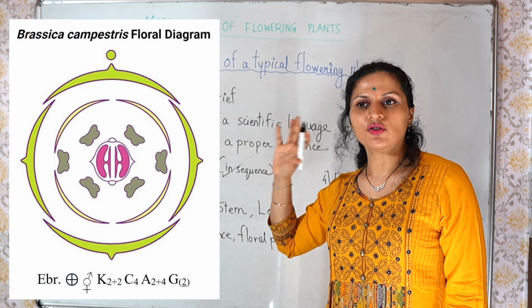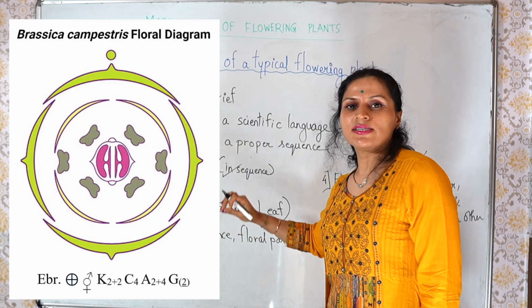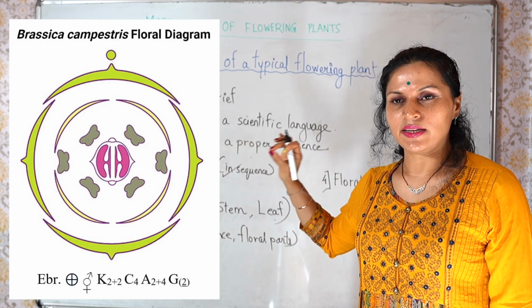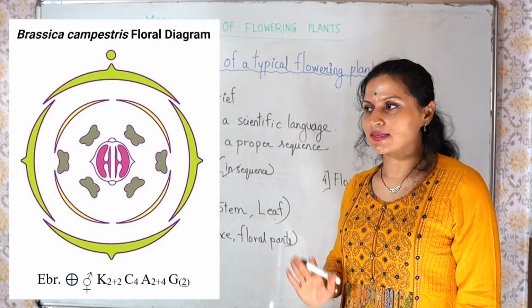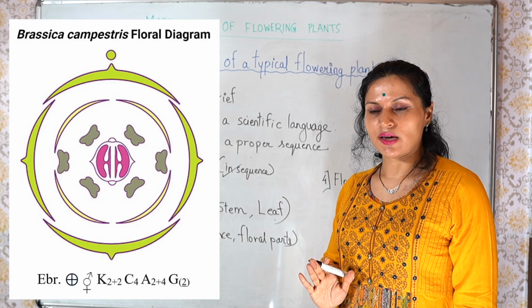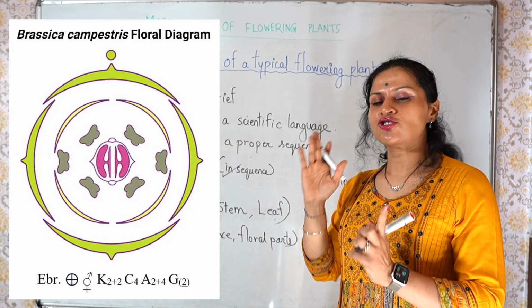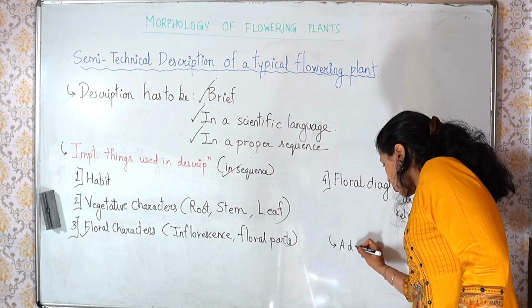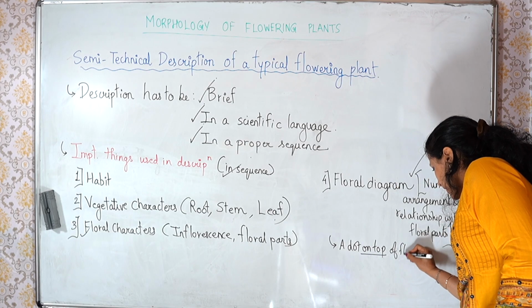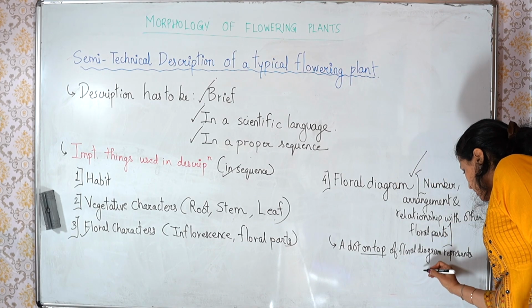A floral diagram looks like this. In the floral diagram, you will see a dot on top of the diagram. That dot represents the mother axis. The mother axis, that is the stem. You see the flower in relationship to that mother axis. A dot on top of the floral diagram represents the mother axis.